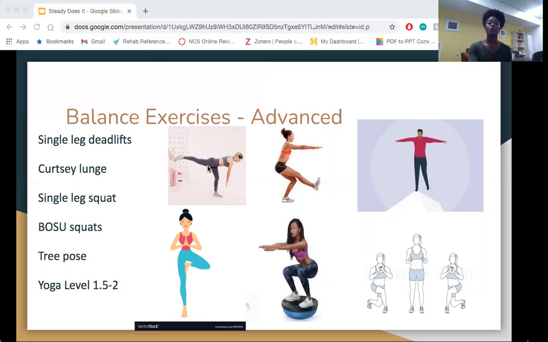You can do the deadlifts with 2 legs on the ground instead of just 1 leg, or to challenge you, on the opposite end, you can place a foam up under your foot. With the curtsy lunge, you can hold on to the wall, or to increase that balance challenge, you can do the curtsy lunge on an elevated surface like a mat table or a stool.